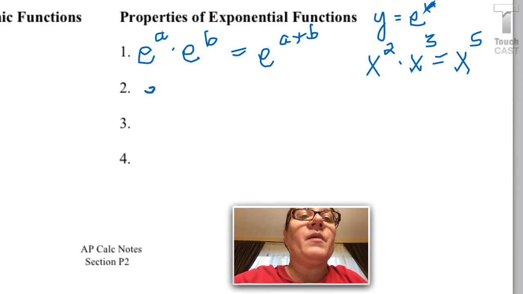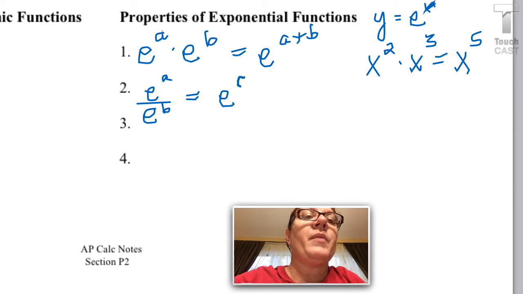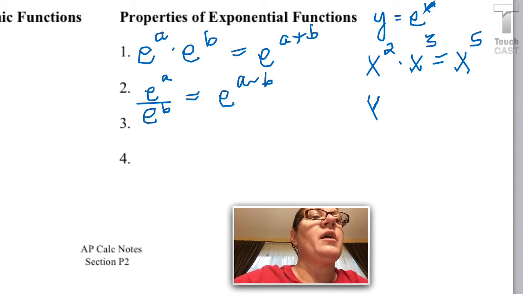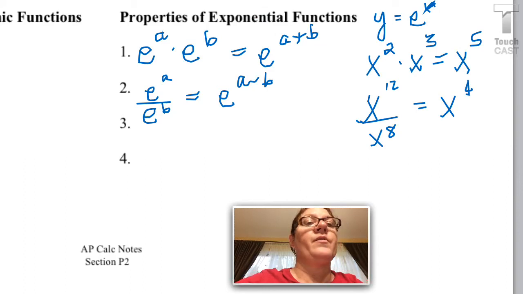Second one is if I'm doing division, and hopefully you're saying to yourself, oh, I know this one. I subtract the powers. Again, easy example would be something like x to the 12th over x to the 8th. And of course you can subtract and get x to the 4th.